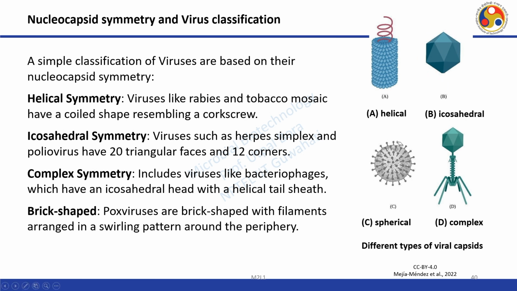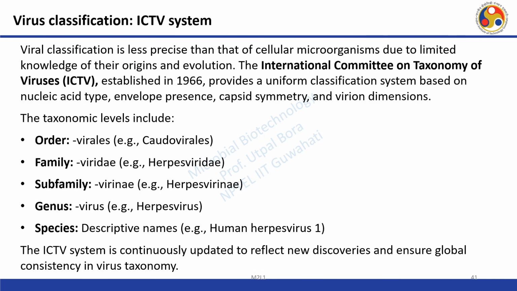Then we may have certain complex symmetry like these in D. These include viruses like bacteriophages, which have an icosahedral head, you can see on the top, and a helical tail sheath. Then we may also have brick-shaped viruses. For example, poxvirus is brick-shaped with filaments arranged in a swirling pattern around the periphery.